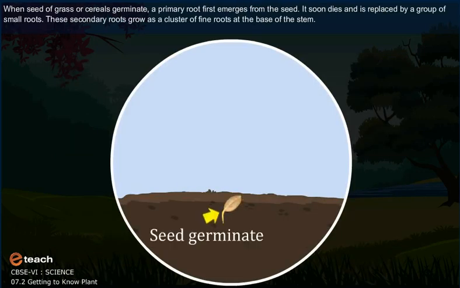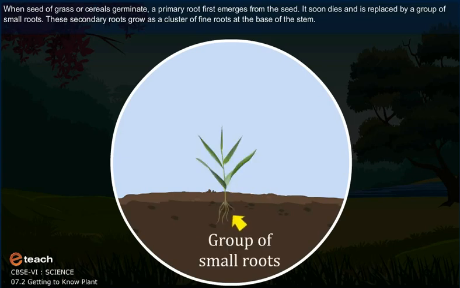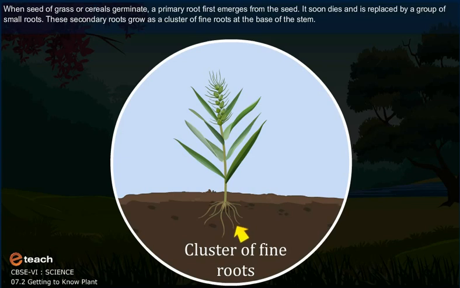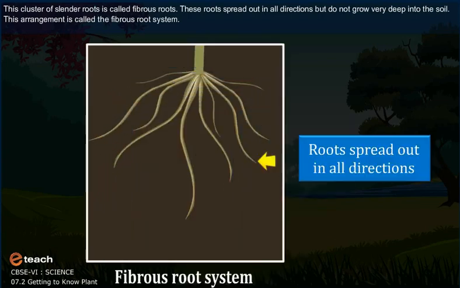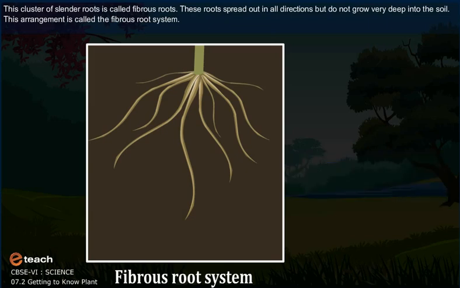When a seed of grass or cereals germinates, a primary root first emerges from the seed. It soon dies and is replaced by a group of small roots. These secondary roots grow as a cluster of fine roots at the base of the stem. This cluster of slender roots is called fibrous roots. These roots spread out in all directions but do not grow very deep into the soil. This arrangement is called the fibrous root system.